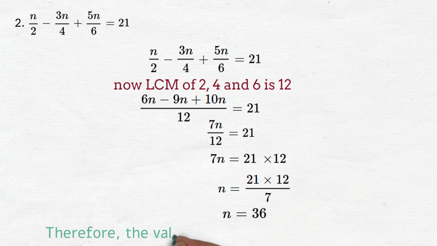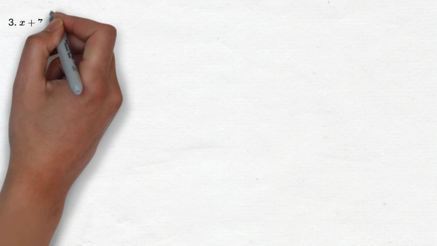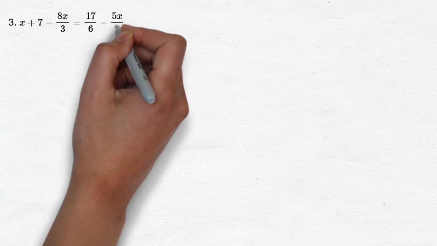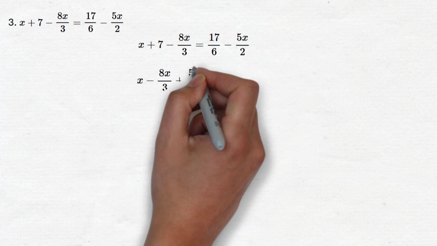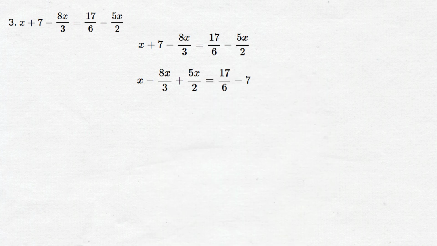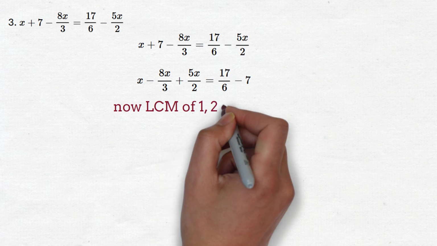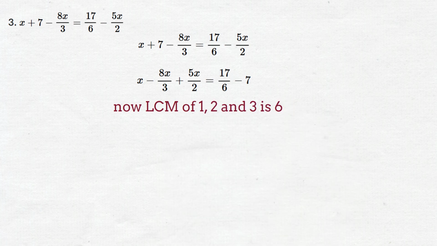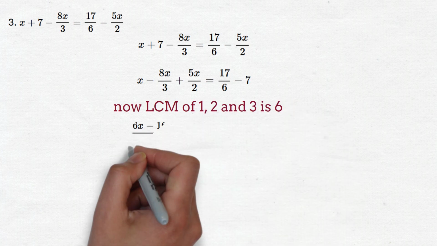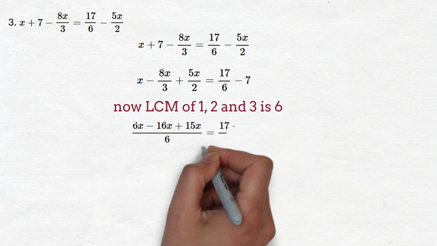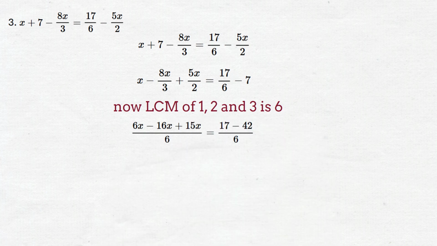Question 3 is x plus 7 minus 8x/3 is equal to 17/6 minus 5x/2. x minus 8x/3 plus 5x/2 equals 17/6 minus 7. Now the LCM of 1, 2, and 3 is 6. Therefore, (6x minus 16x plus 15x)/6 equals (17 minus 42)/6.